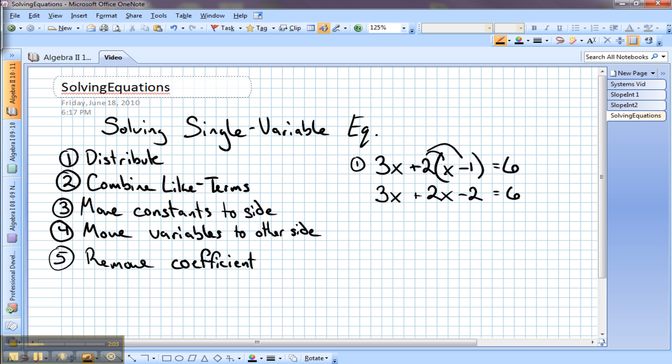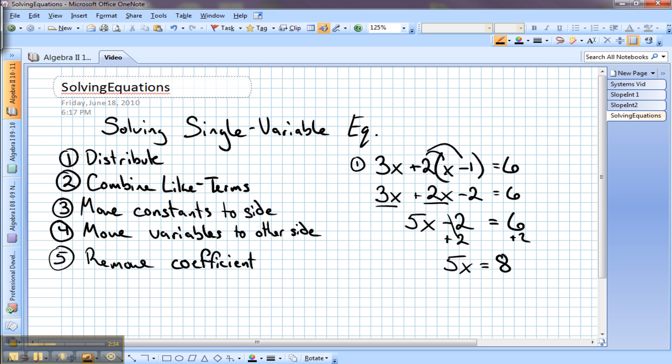The second step is to combine like terms. We have 3x and 2x on the same side of the equation. When we add those together, that will give us 5x minus 2 equals 6. Step 3 says to move your constants to the one side. I'm going to add 2 to both sides, and that will give us 5x equals 8.